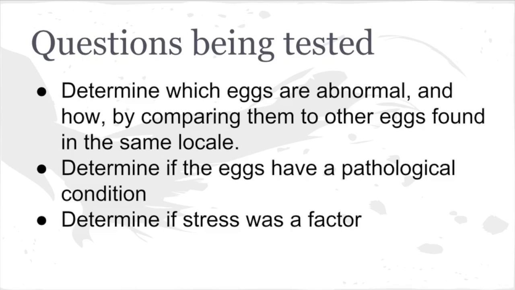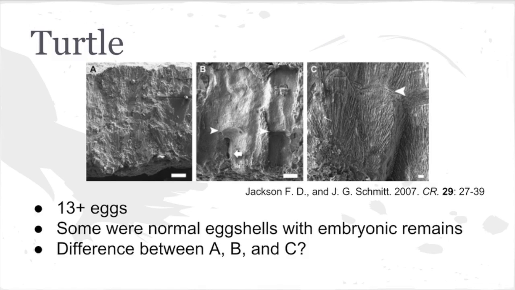The questions being asked are if there are any abnormalities in the eggs that were found by comparing them to other eggs found in the same locale, and if there are any pathological conditions found in the eggs. They also wanted to determine if stress was a factor in how the eggshells were formed. There were at least 13 eggs that were found in a weathered clutch in the Judith River Formation. Some of the eggs found were normal and contained embryonic remains, while others were abnormal.